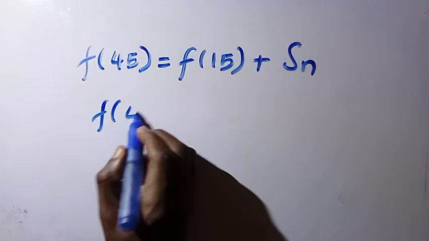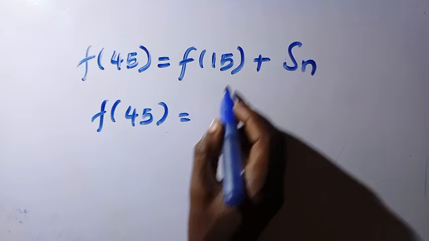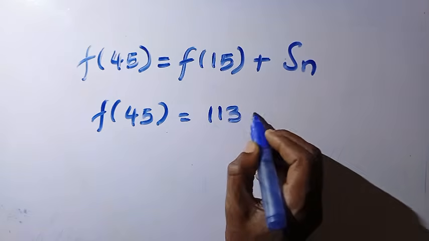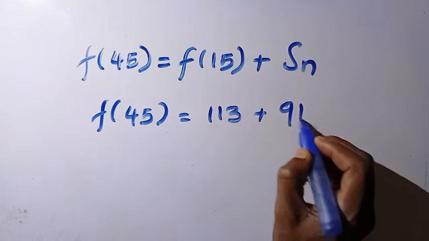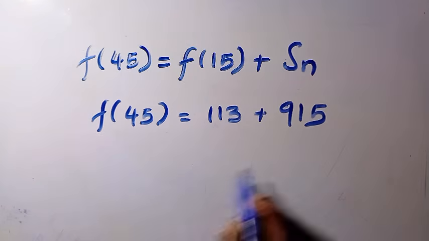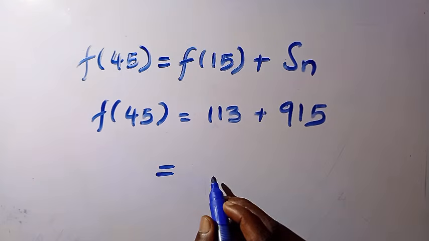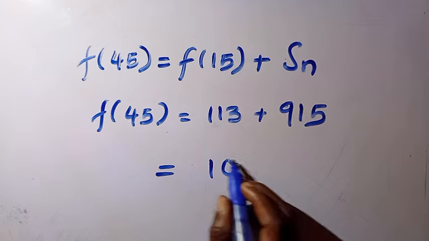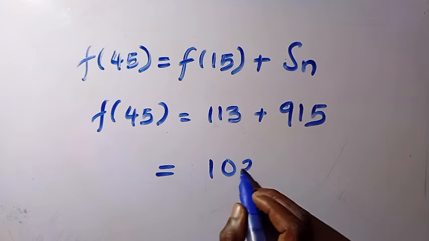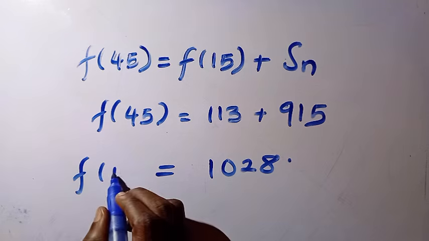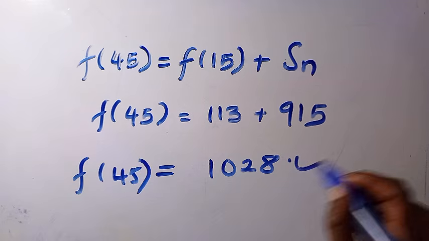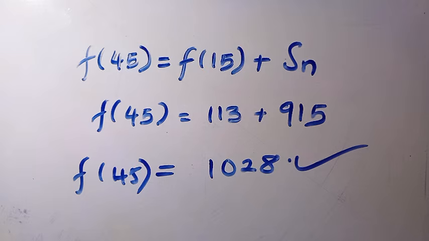We have f of 45 equals f of 15, that gives us 113, plus the Sn that we have, which is 915. Adding this together, we are going to have 1028. So this is f of 45. This is how I solve this problem. How do you solve your own?